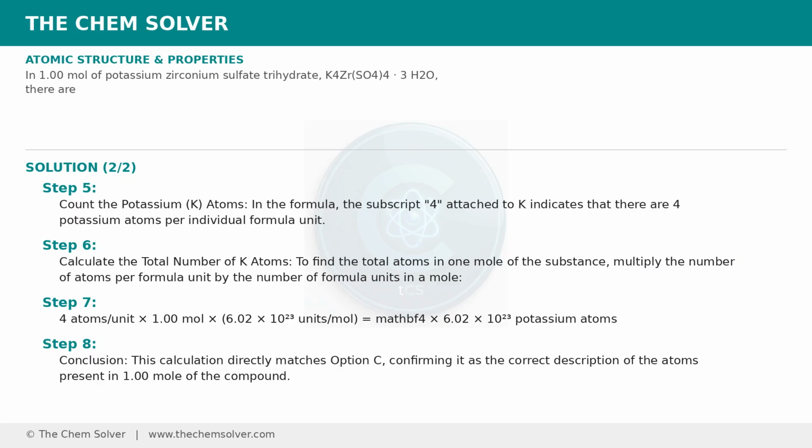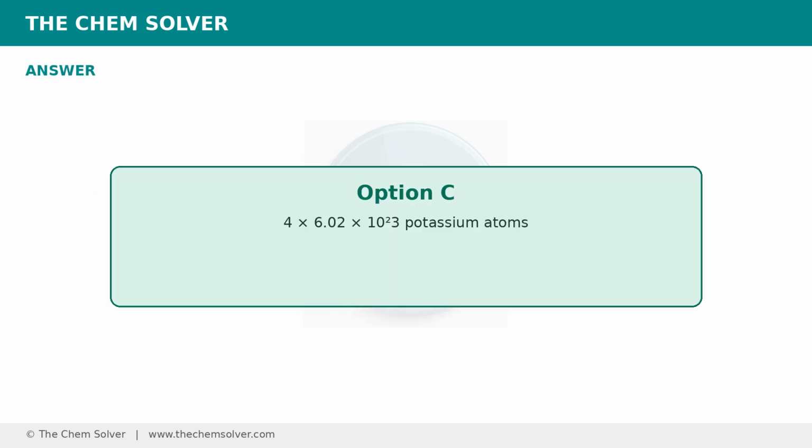Conclusion. This calculation directly matches option C, confirming it as the correct description of the atoms present in 1.00 mole of the compound. The correct answer is option C, 4 by 6.02 by 10 to the power 23 potassium atoms.